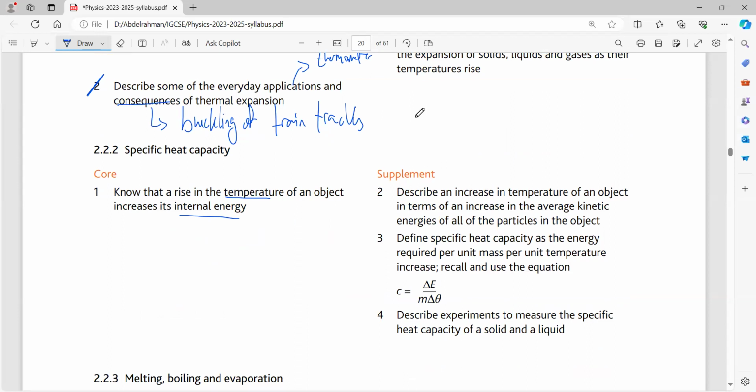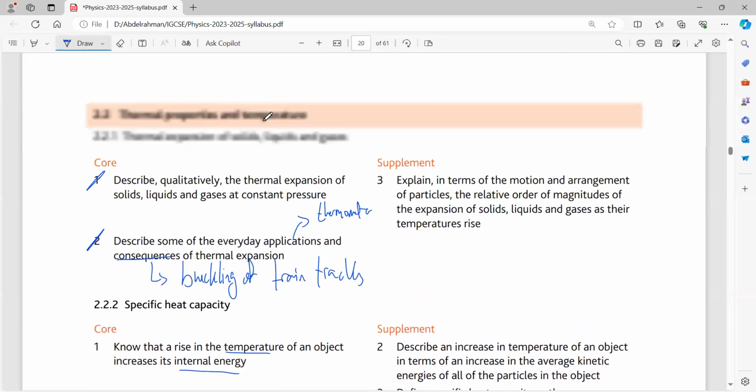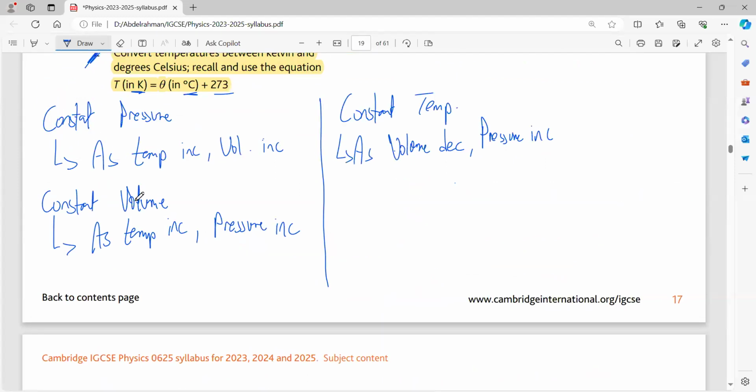Someone had a question. Pressure and temperature are directly proportional. Yes, they are directly proportional. As you increase the temperature, the pressure increases, in constant volume. Temperature and volume are directly proportional. Yes. Pressure and volume are inversely proportional.